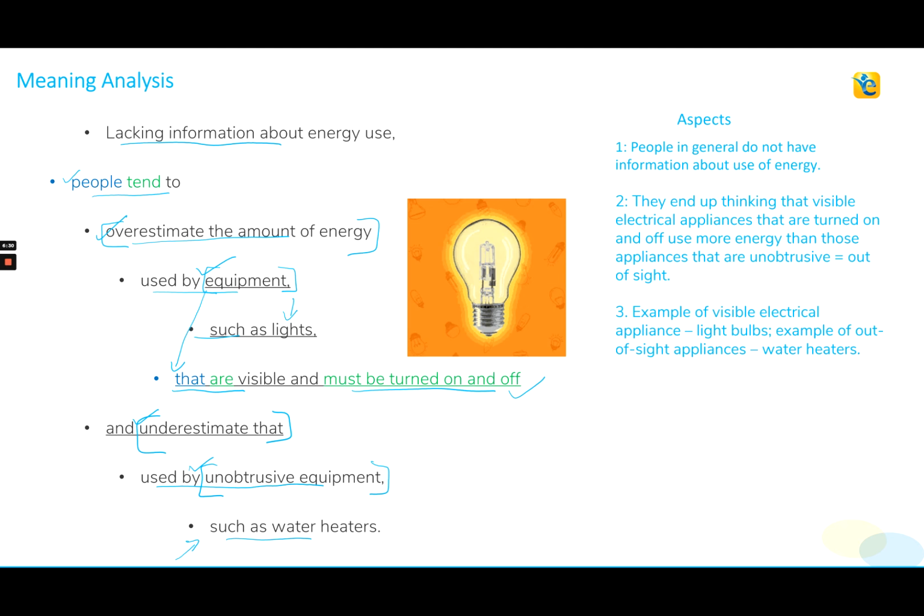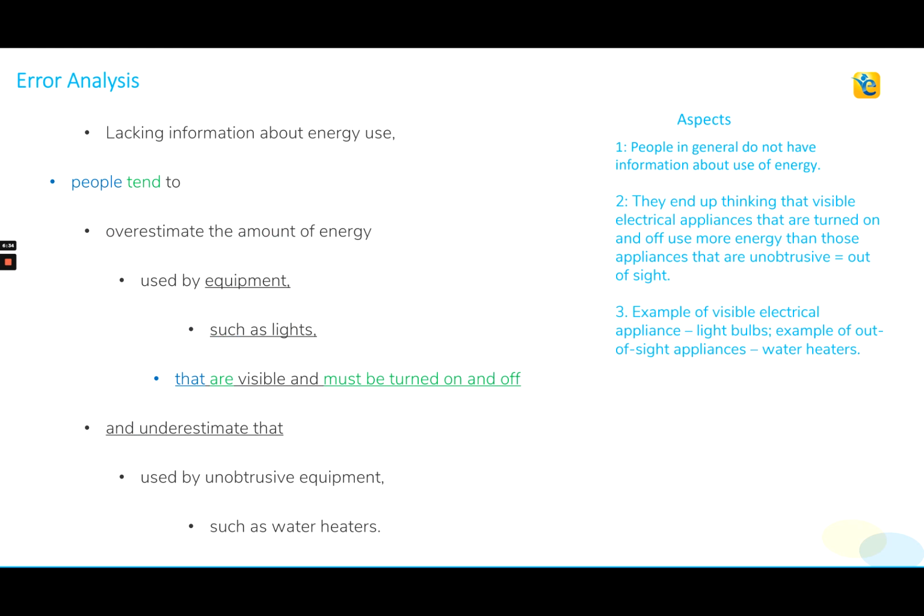Now that we are 100% sure of the meaning presented by this sentence, let's move on to our second step, which is the error analysis, in which we try to understand the grammatical errors in the sentence. Now, in the underlined portion, we see this word equipment. Now, equipment is always singular. It doesn't have any plural form. It is a non-countable noun.